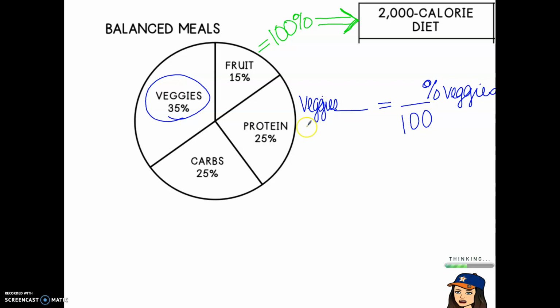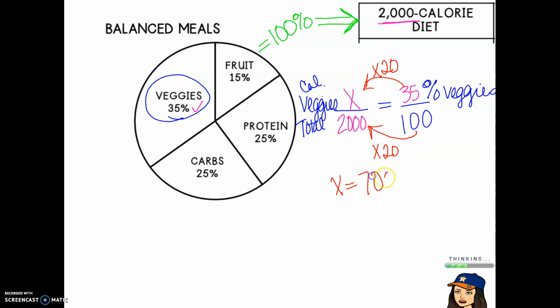Okay. And then over here we have our total. Now this is talking about calories. So our total calories, it's a 2,000 calorie diet. We know the percent is 35, but we don't know how many calories that is for the veggies. You can cross multiply and divide, or you can simply say, hey, look at this. If I multiply 100 by 20 and I multiply 35 by 20, I'm going to get x equals 700. 700 calories for veggies. Okay, set up a proportion, make your life easier.